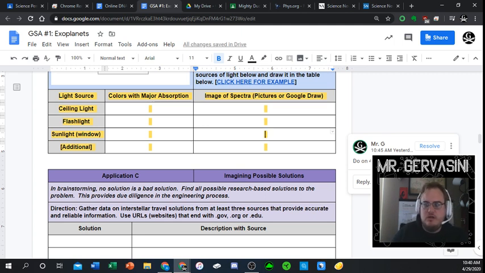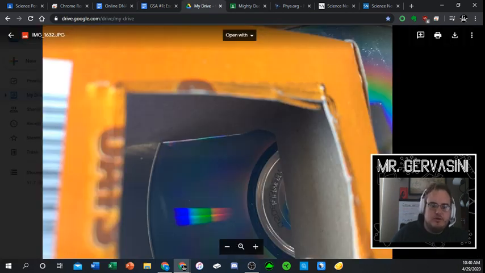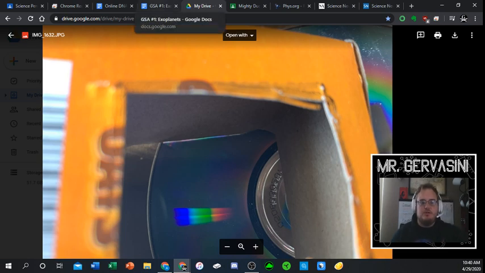Alright, so you just make your drawing or take a picture and put it in there. Maybe crop it a little bit, like you don't need all this extra. You double click your picture and then you can move the black bars in and you can crop it.